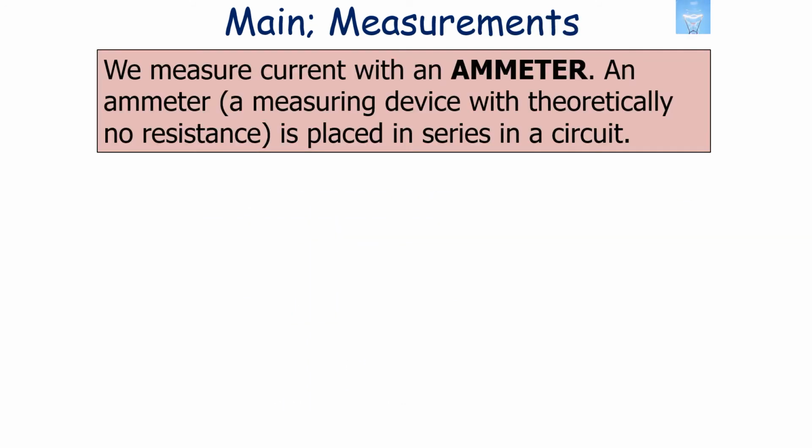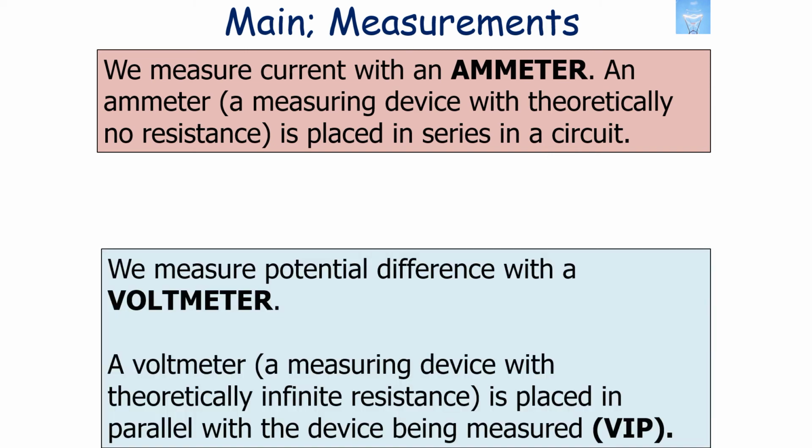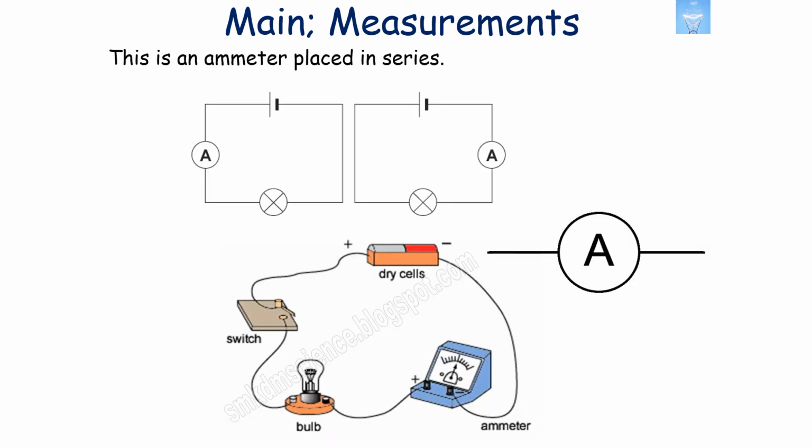Now if we measure the current with an ammeter. An ammeter is a measuring device with theoretically no resistance and is placed in series in a circuit. Now we measure potential difference with a voltmeter, which is a measuring device with theoretically infinite resistance and is placed in parallel with the device being measured. VIP: voltmeter in parallel.